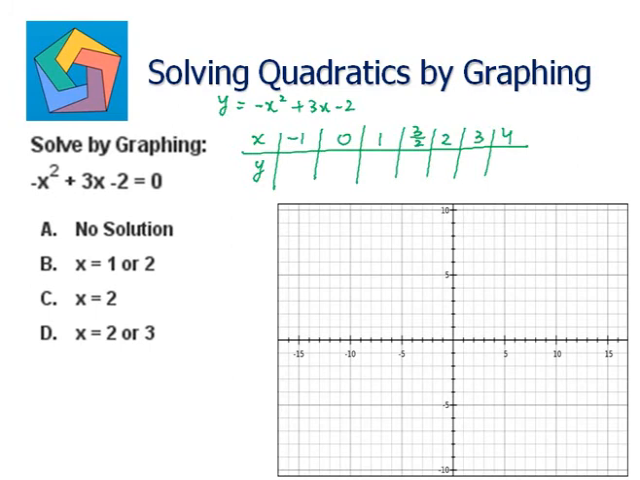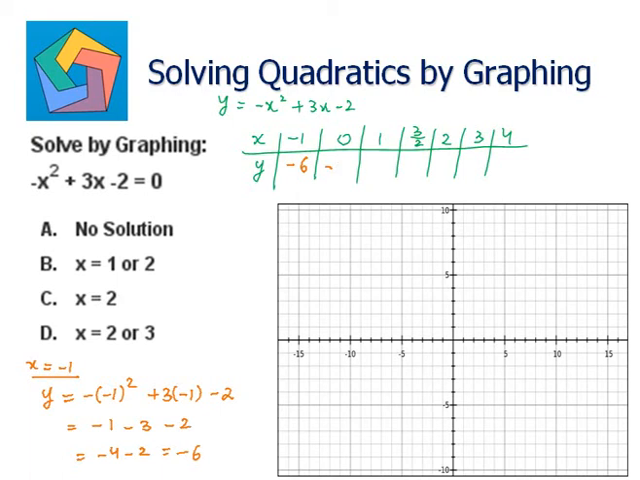So let us solve the value at x equal to negative 1. At x is equal to negative 1, my y will be minus of minus 1 squared plus 3 times minus 1 minus 2. Negative 1 squared is 1, so minus 1. 3 times minus 1 is minus 3, minus 2. Minus 1 minus 3 is minus 4, minus 2, which is negative 6. So at negative 1 we get negative 6.